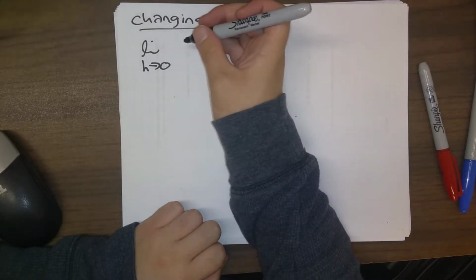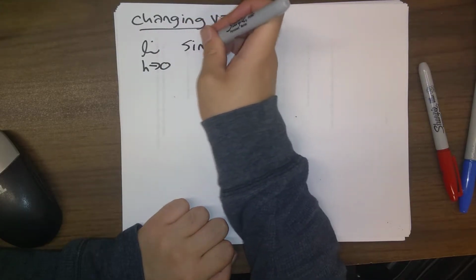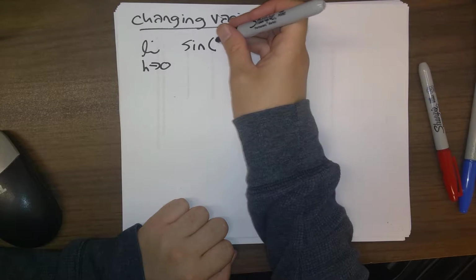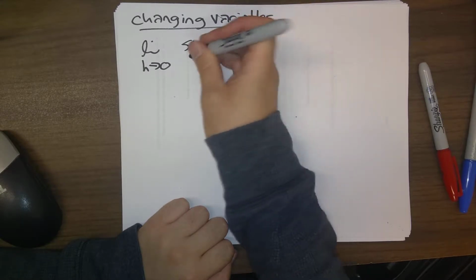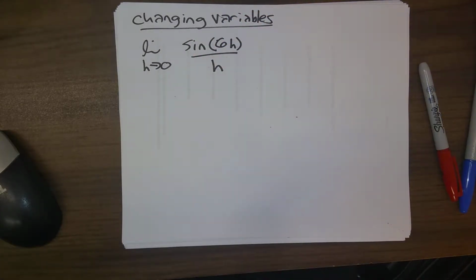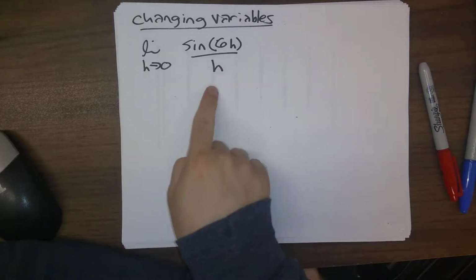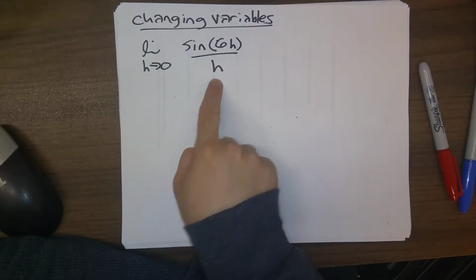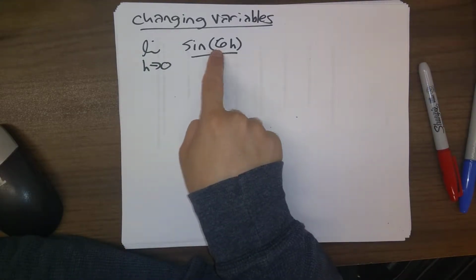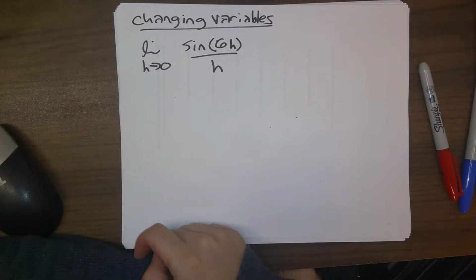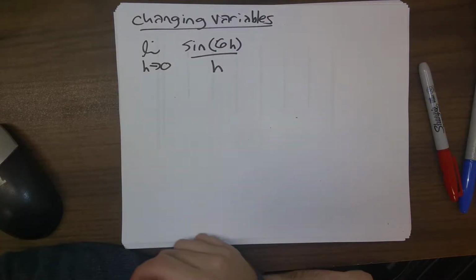Limit as h goes to 0 of sine of 6h over h. And so this looks very reminiscent of sine of theta over theta as a limit as theta goes to 0.